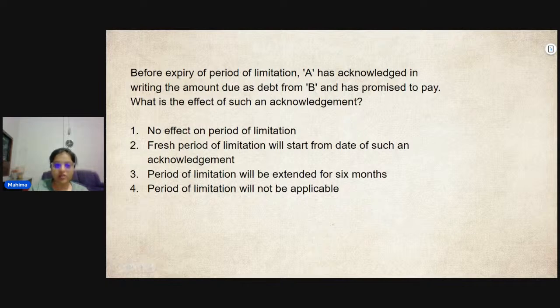What is the effect of such acknowledgement? No effect on the period of limitation. Fresh period of limitation will start from the date of such an acknowledgement. Period of limitation will be extended for 6 months. Period of limitation will not be applicable. Come on, very easy.